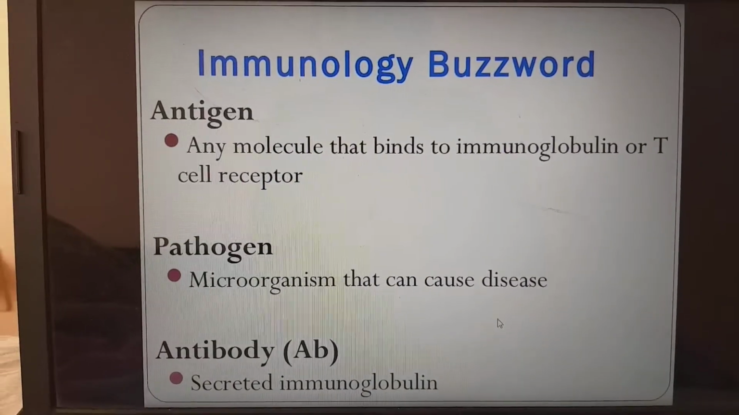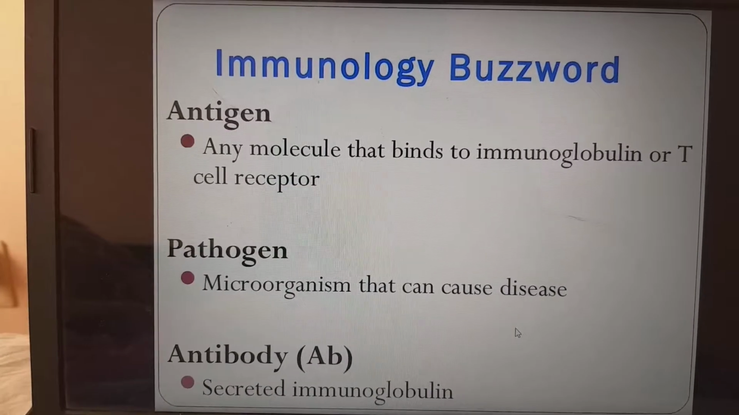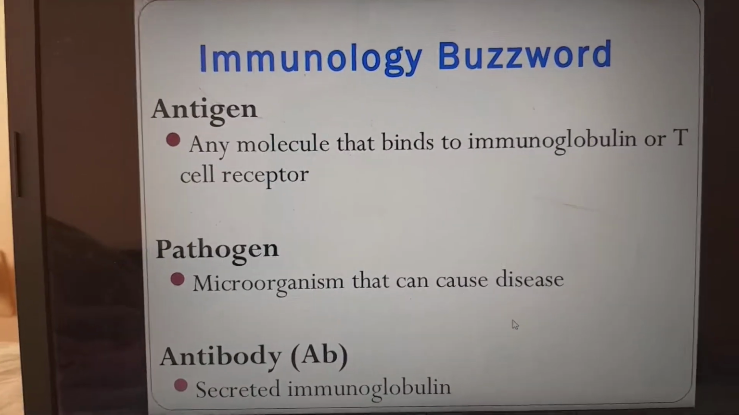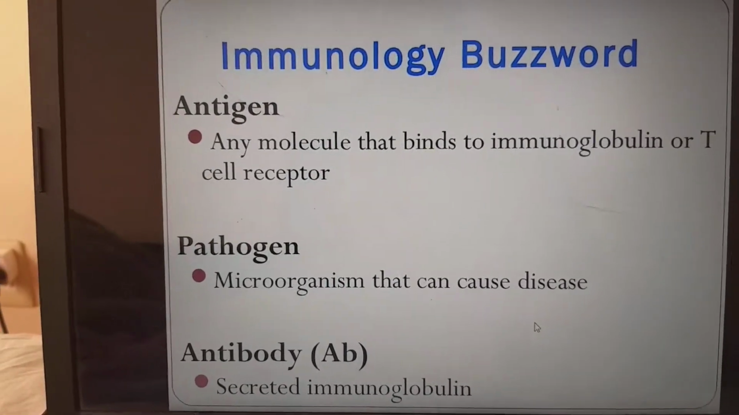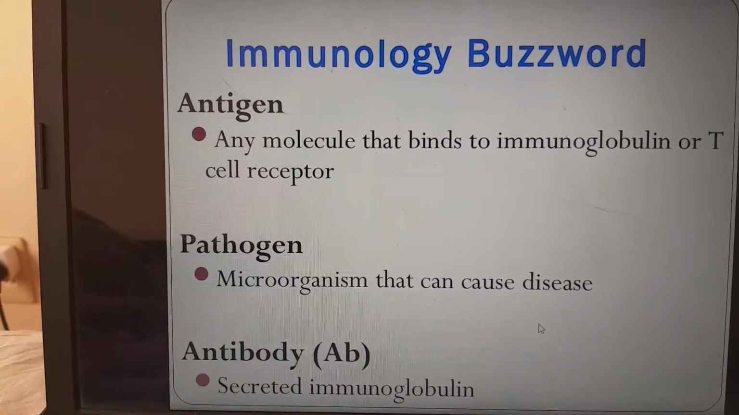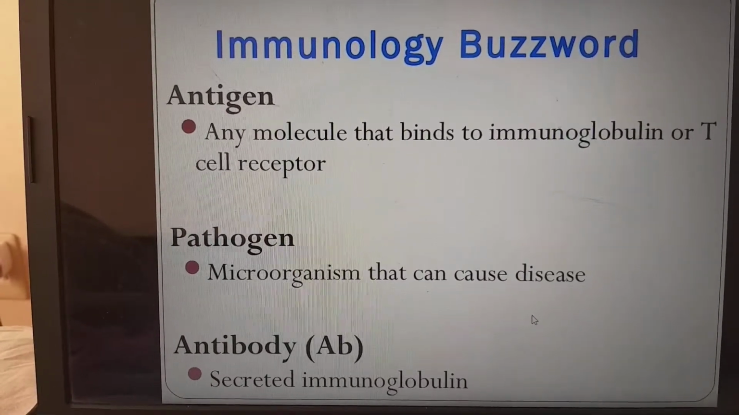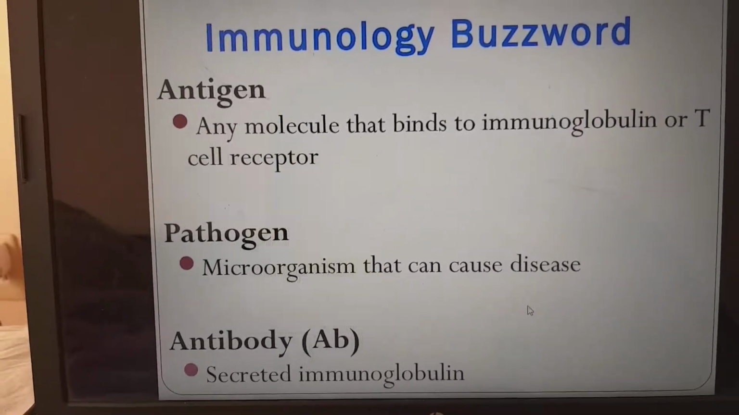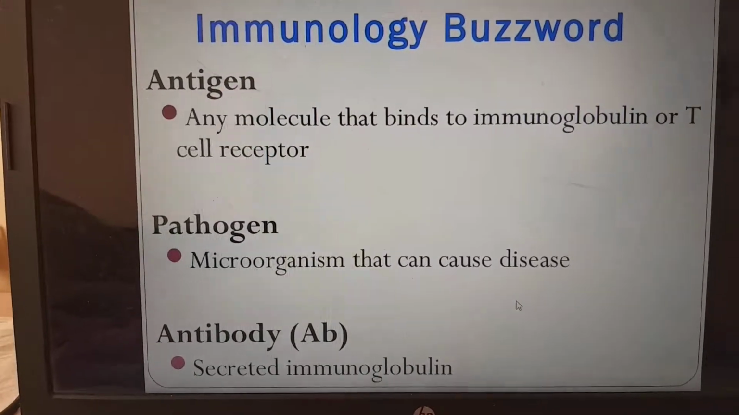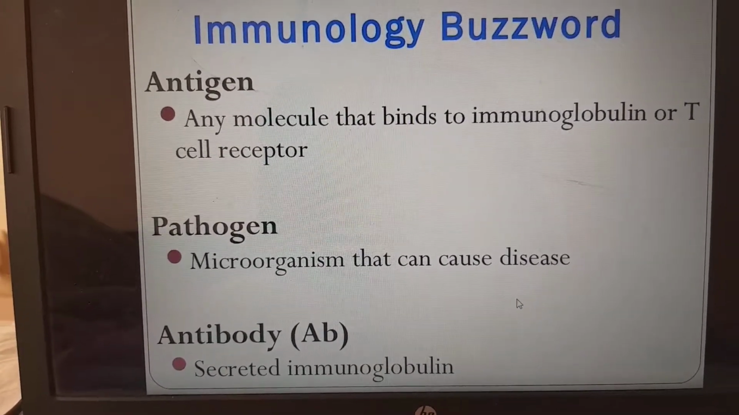Coming to the immunology buzzwords. These are very important words we hear when we study immunology. Antigen: any molecule that binds to an immunoglobulin or T cell receptor, we call it an antigen. That means any molecule which binds to the antibody is an antigen. That is very simple. Pathogen: a microorganism that can cause disease, we call it a pathogen.